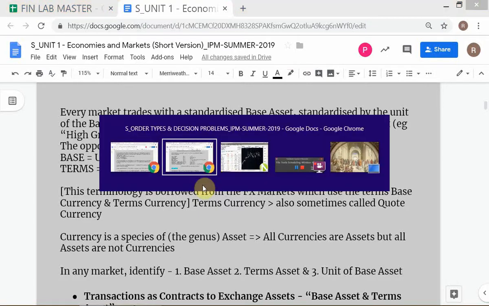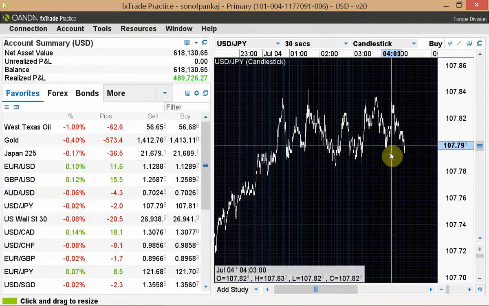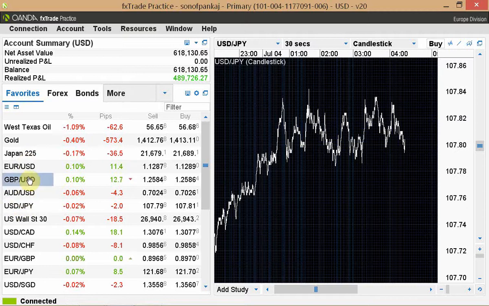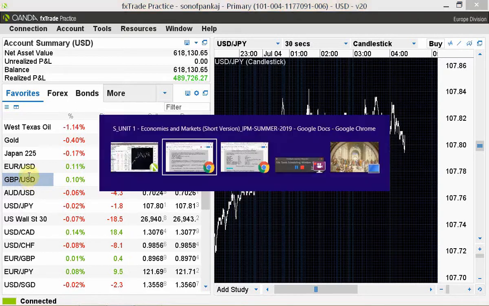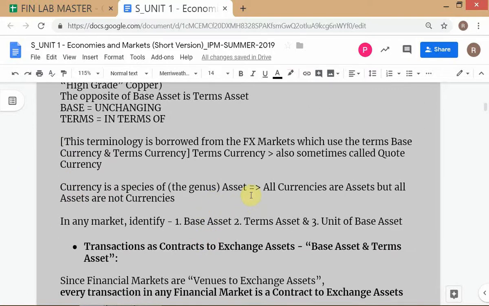In the foreign exchange markets, we use this term base currency. Here, for instance, this is an example of the foreign exchange market, dollar yen. So in the foreign exchange markets, we have this expression, base currency or terms currency. The terms currency is sometimes also called a quote currency. So what I've said here is currency is a species of asset. Remember, be very familiar with this kind of lingo.